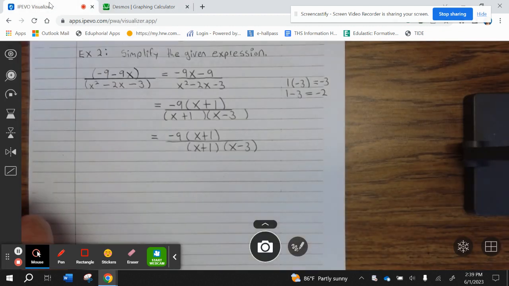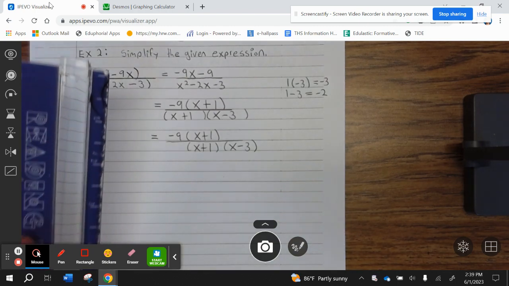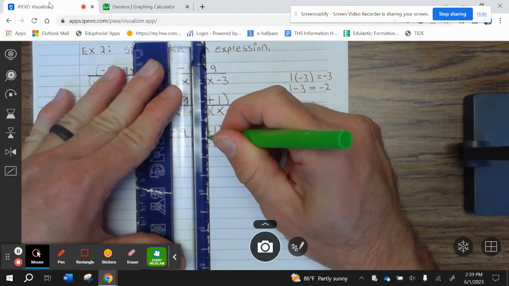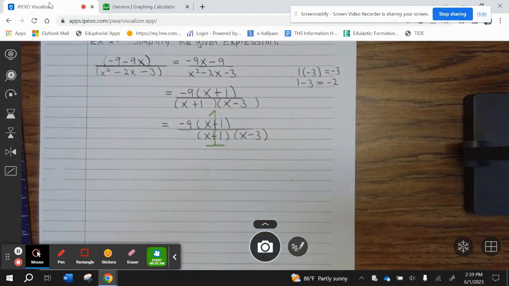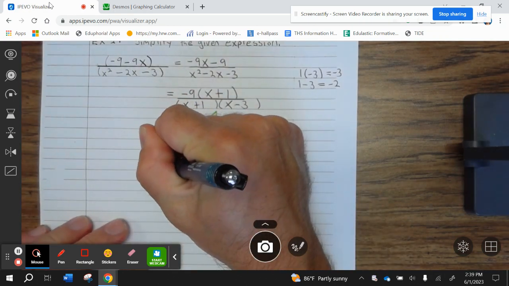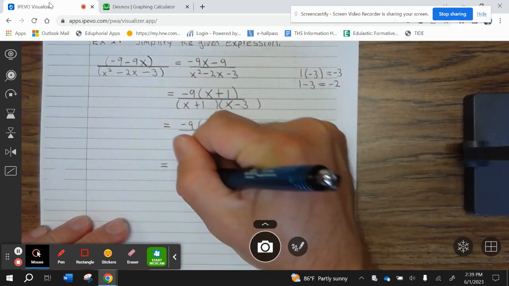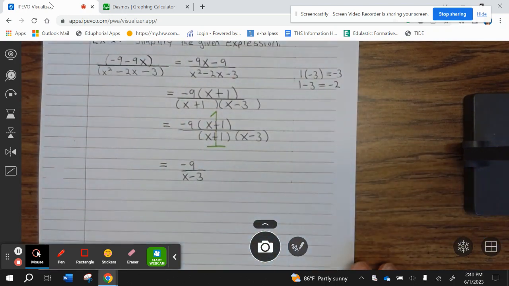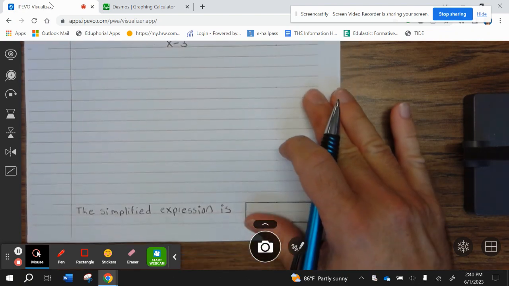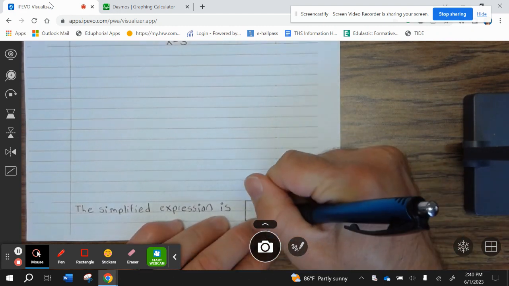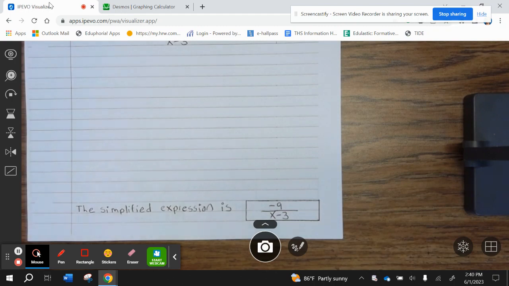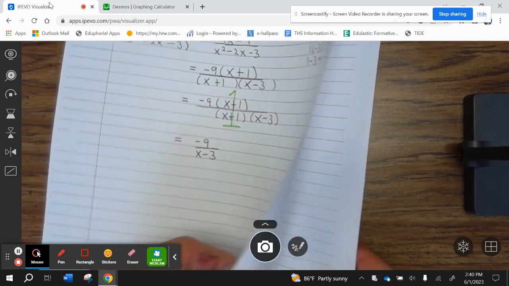So this divided by this is 1. So this becomes negative 9 divided by x minus 3. So the simplified expression is negative 9 divided by x minus 3. All right, go ahead and finish up example 2. Take a look at the next example.